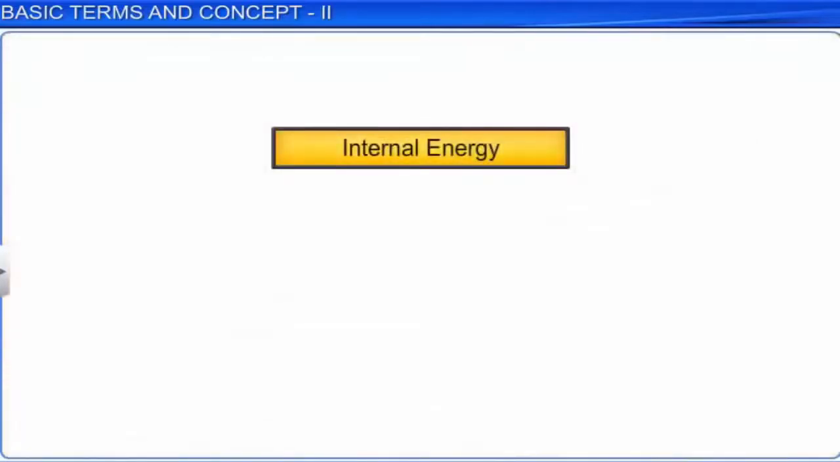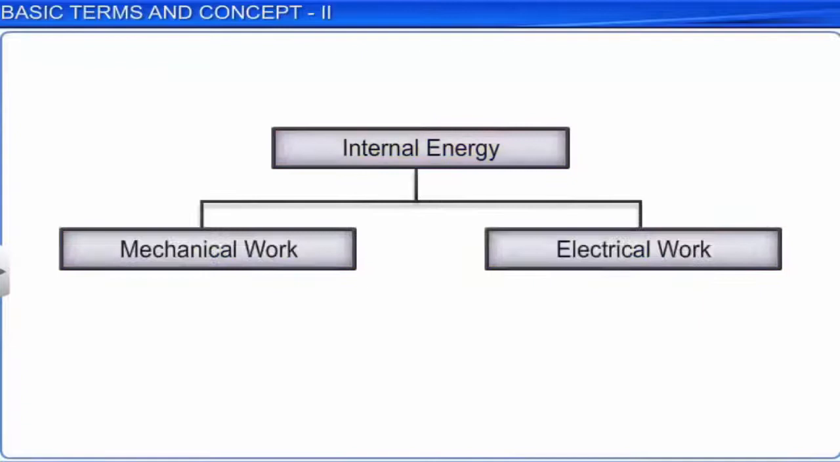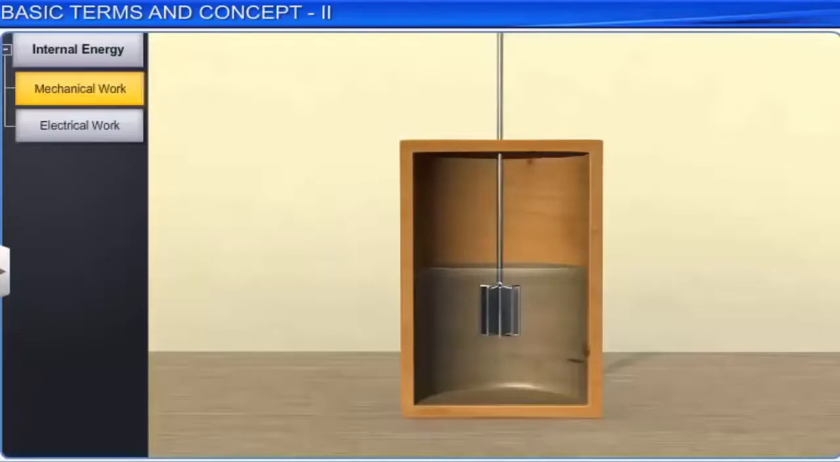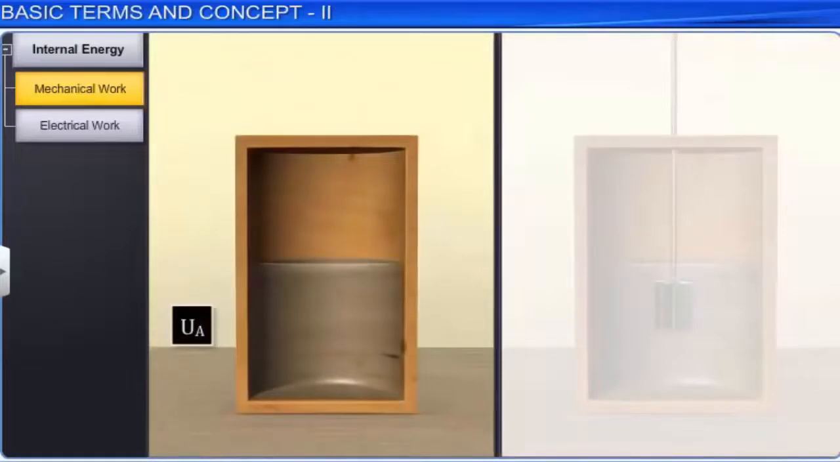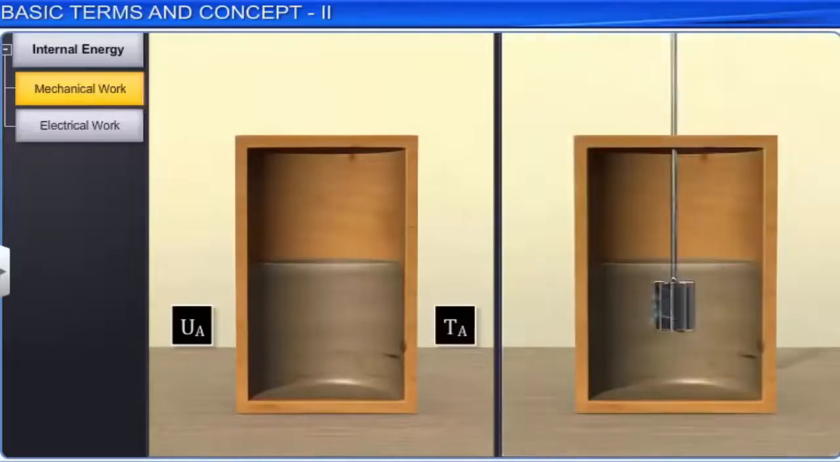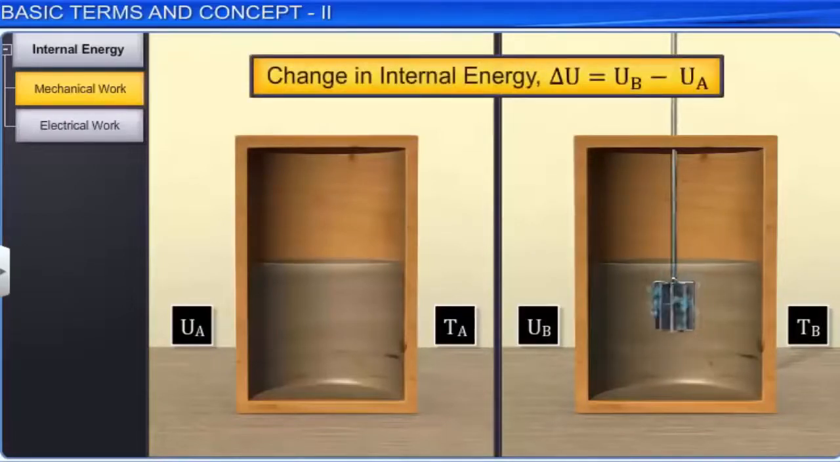We can bring a change in internal energy in a system in two ways. In the first method, internal energy can be increased by doing some mechanical work, for example, by churning the water. Let UA be the initial internal energy of the system at temperature TA. After churning, internal energy changes to UB as temperature increases to TB. Thus, the change in internal energy is given by delta U equal to UB minus UA.